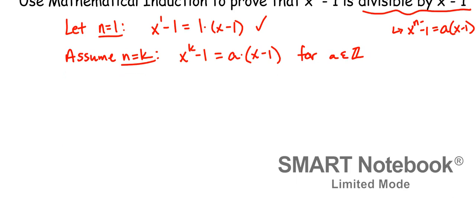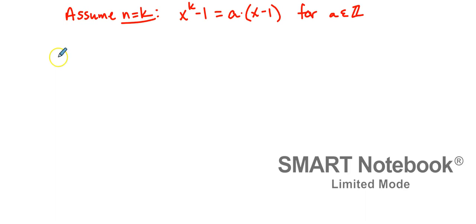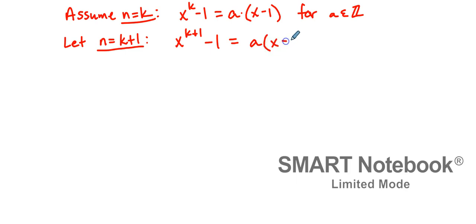So next step here, we want to let n equal k plus 1. So we're looking at the k plus first term. What that means is that x to the k plus 1 minus 1 equals a times x minus 1. So the right side actually doesn't change. We just need to manipulate this left side and show that it's some multiple of x minus 1.